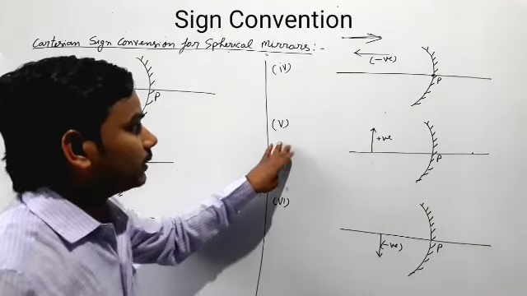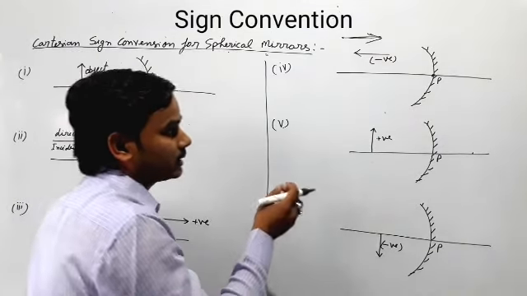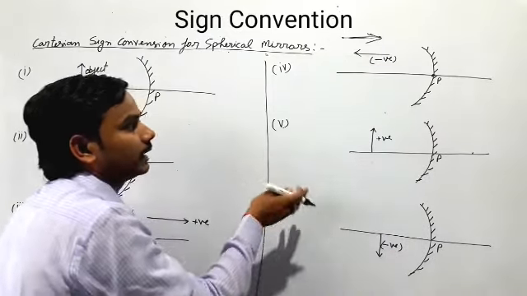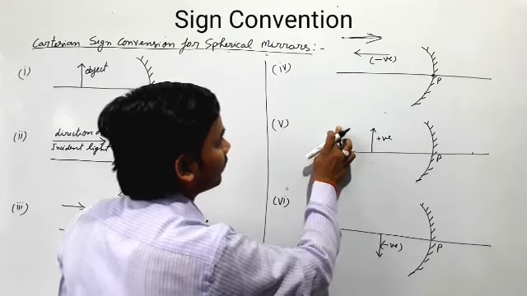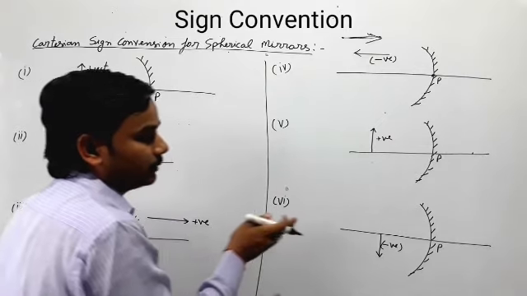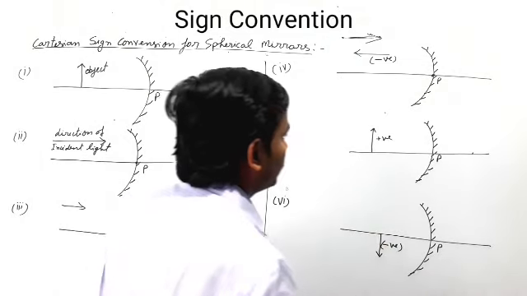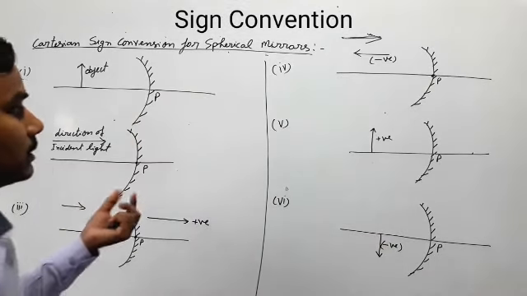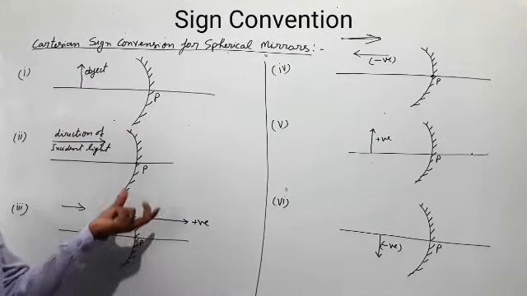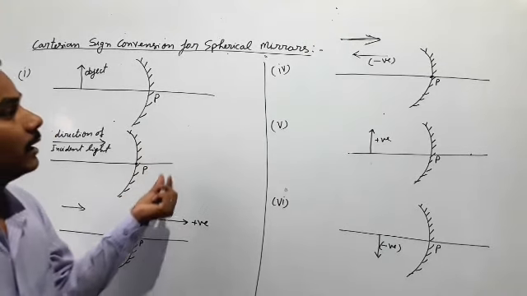Now the fifth law says that if the distance is measured perpendicular to the principal axis in the upward direction, then that will be positive. Now the sixth law says that the distance measured perpendicular to the principal axis and below the principal axis will be negative. So all these laws obey the rules of the Cartesian plane. This is very useful for derivations as well as numericals.